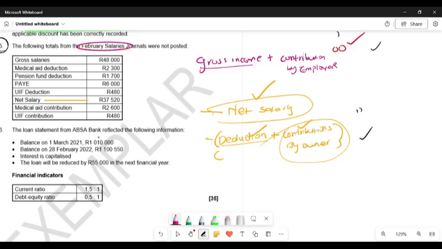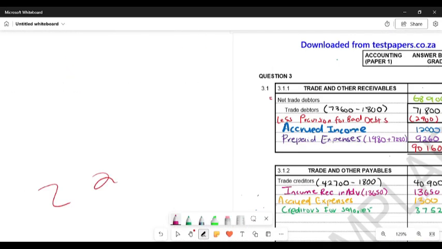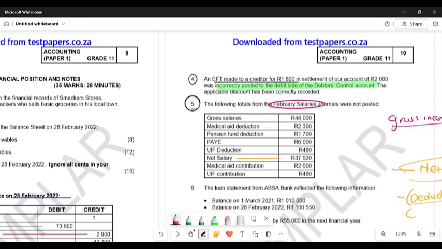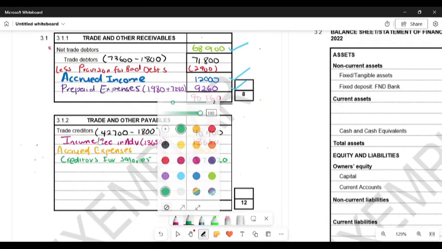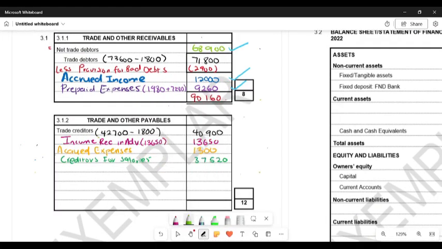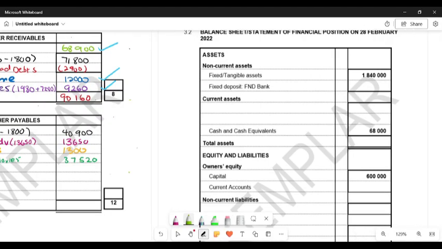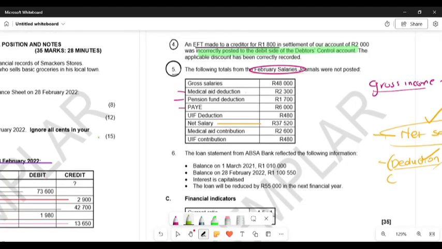Now, what about the deductions? We have the medical aid deduction, so let me start off with that one first. Let me write the names of the deductions. I have medical aid, pension fund, PAYE. What are the others that I'm omitting? I have UIF.